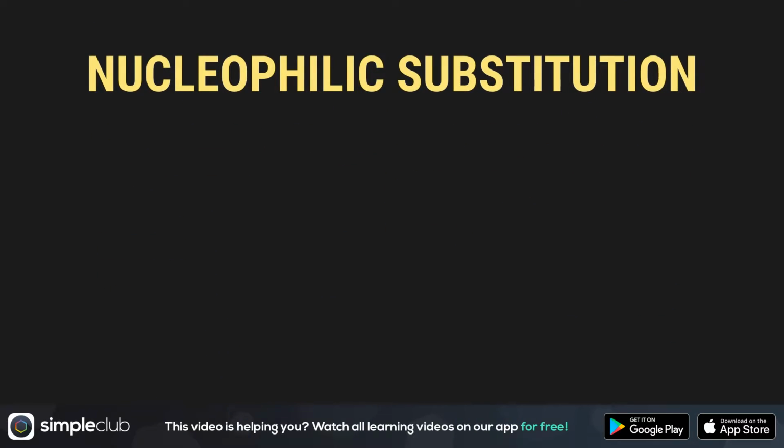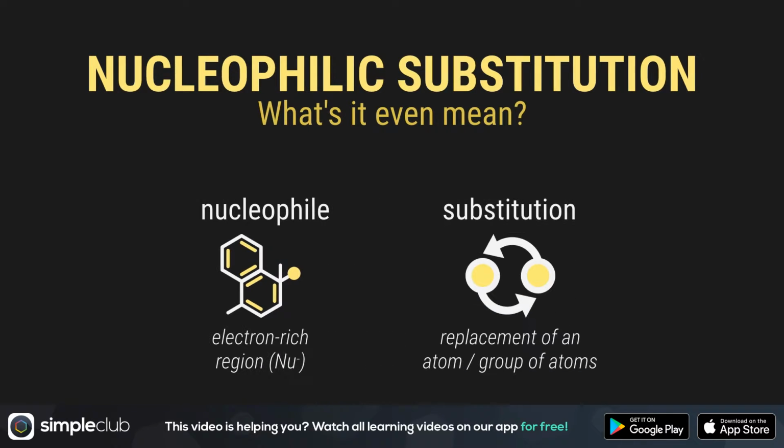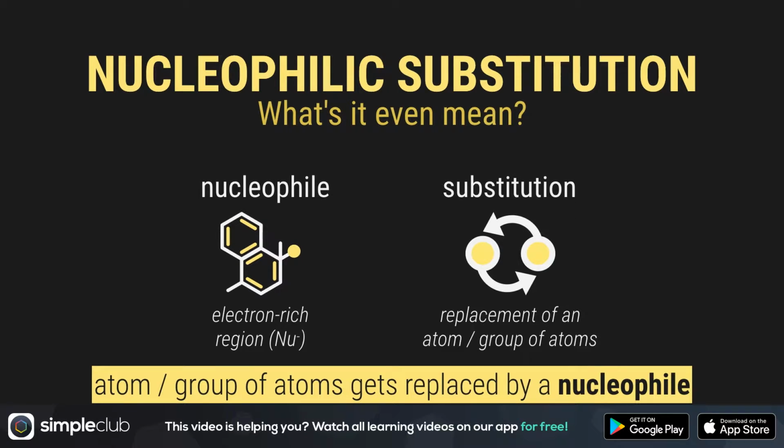Nucleophilic substitution? Huh? What are we talking about now? What a nucleophile is, you already know. It's an electron-rich region in a molecule that's attracted to regions with low electron density. So what does substitution mean here? In chemistry, a substitution is a reaction where one atom or group of atoms in a molecule gets switched out for another. So taken together, a nucleophilic substitution is when an electron-rich atom or group of atoms replaces another group of atoms in a molecule.